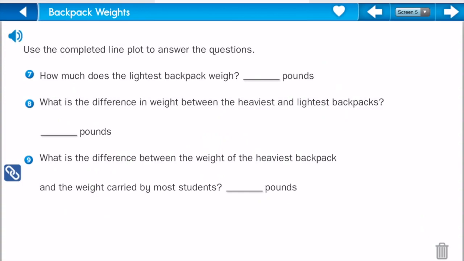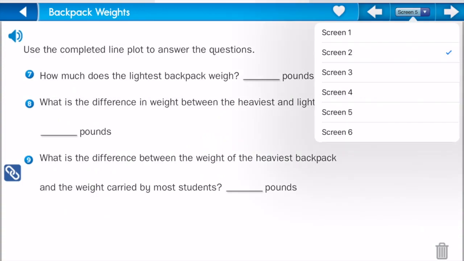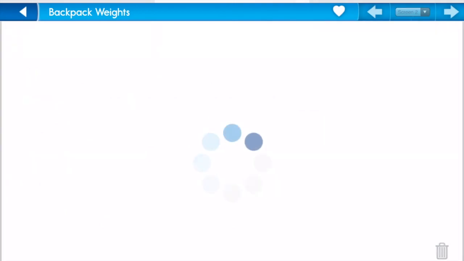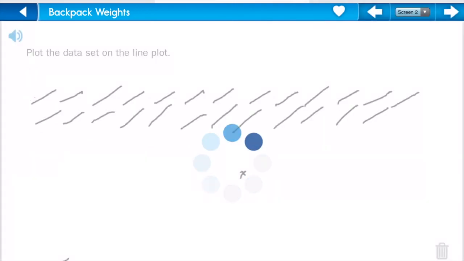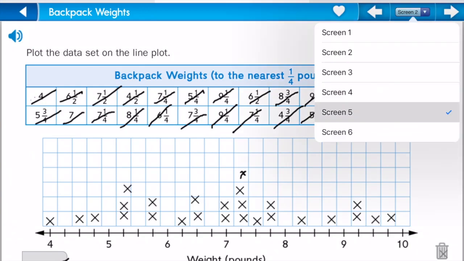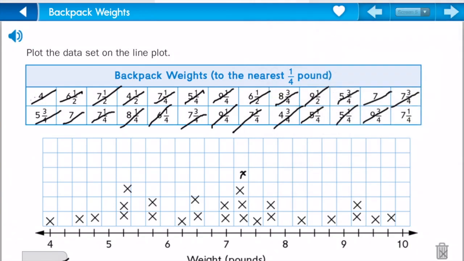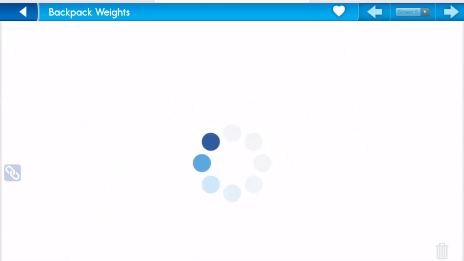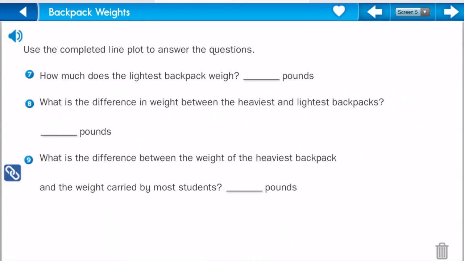Right, now they want to know how much does the lightest backpack weigh. So let's go back and look at screen 2. Looks like it's 4. So let's go back to screen 5. Answer that with 4. Okay.